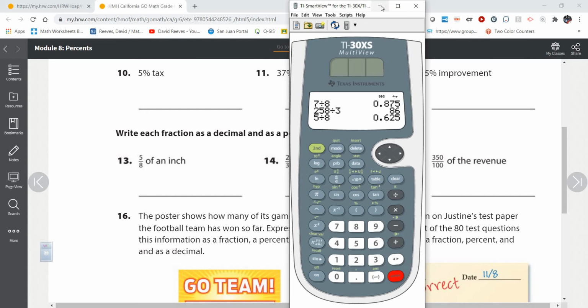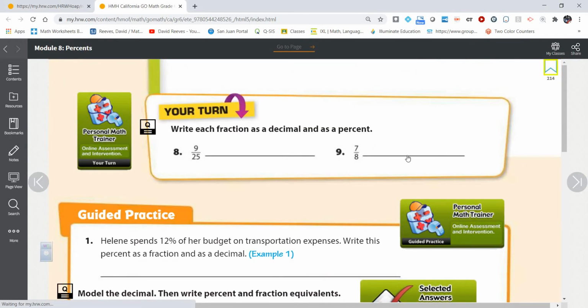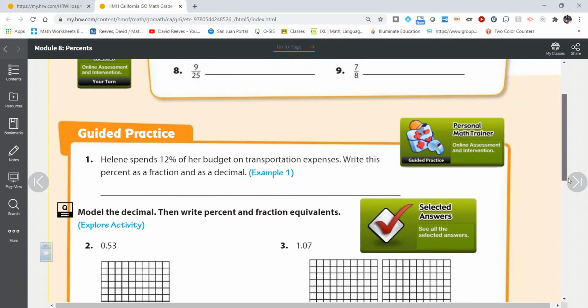Let me minimize this. It does not want to minimize. All right, let's go back now to the previous page and look at some other problems that we have.